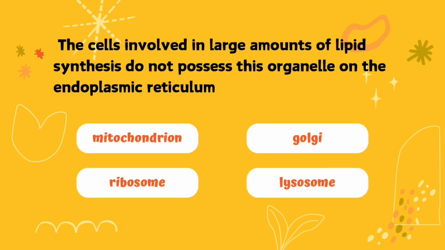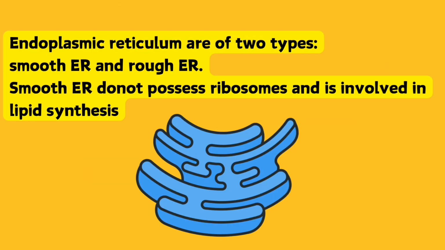Look at the next question. Cells involved in a large amount of lipid synthesis do not possess this organelle on the endoplasmic reticulum: mitochondrion, Golgi, ribosome, or lysosome? The answer is ribosome. Endoplasmic reticulum is of two types, smooth endoplasmic reticulum and rough endoplasmic reticulum. Smooth endoplasmic reticulum does not possess ribosomes and is involved in lipid synthesis.